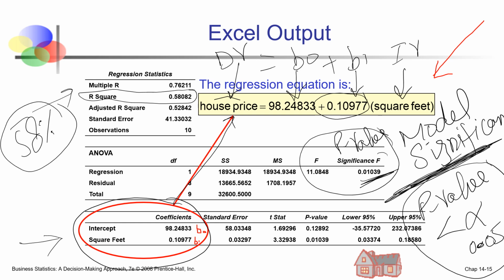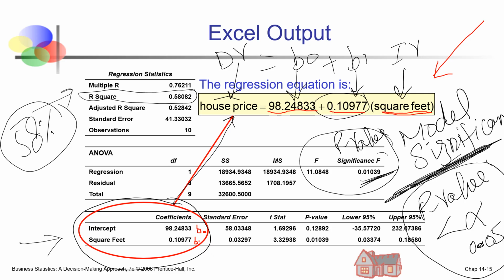One thing is very important: you need to understand the unit. Right now the unit is 1000 units, if you consider square feet as 1000 units. So when you explain, you need to explain in 1000 units. So we have 98 here as B naught, and this is B1, and this is the independent variable X.